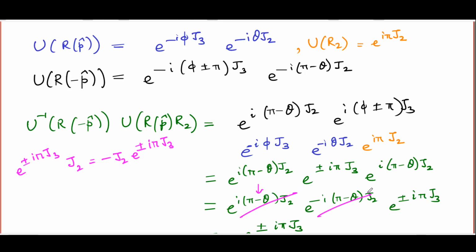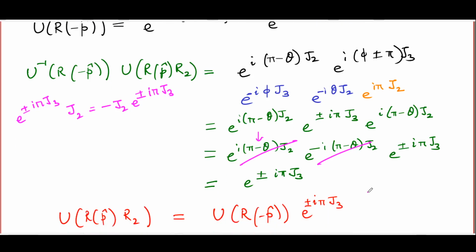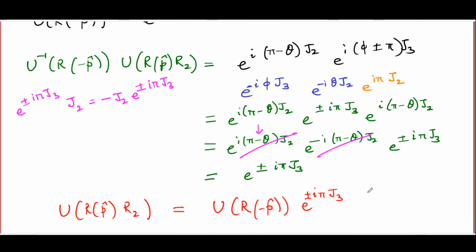So these two operators simply cancel, and we do have a lot of cancellations, but you don't end up with the identity, you end up with e^(±iπJ3). So U(R(p hat)R2) is not exactly U(R(-p hat)), it is really U(R(-p hat)) times e^(±iπJ3).